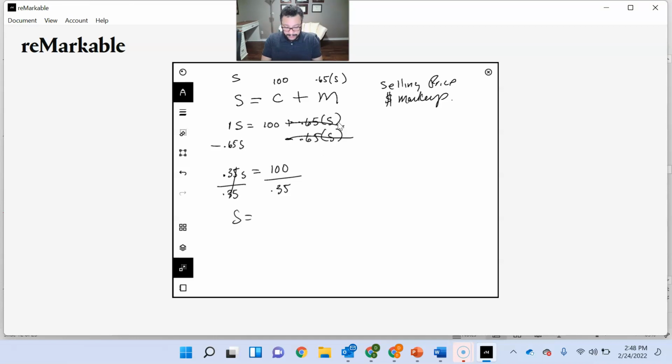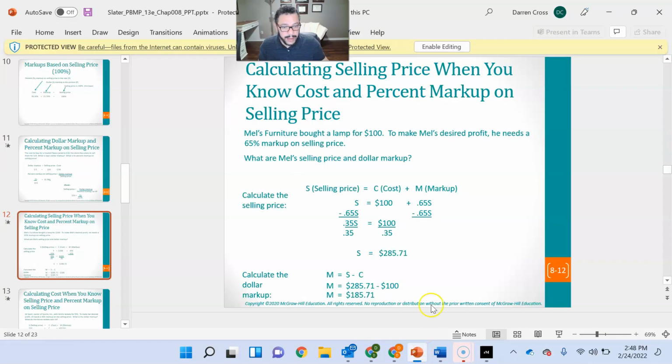So let's see what that is. 100 divided by 0.35 equals 285.71. So our selling price is 285.71. If our selling price is 285.71 and we bought this thing for $100, then our markup must be 85.71. Let's see if we're right.